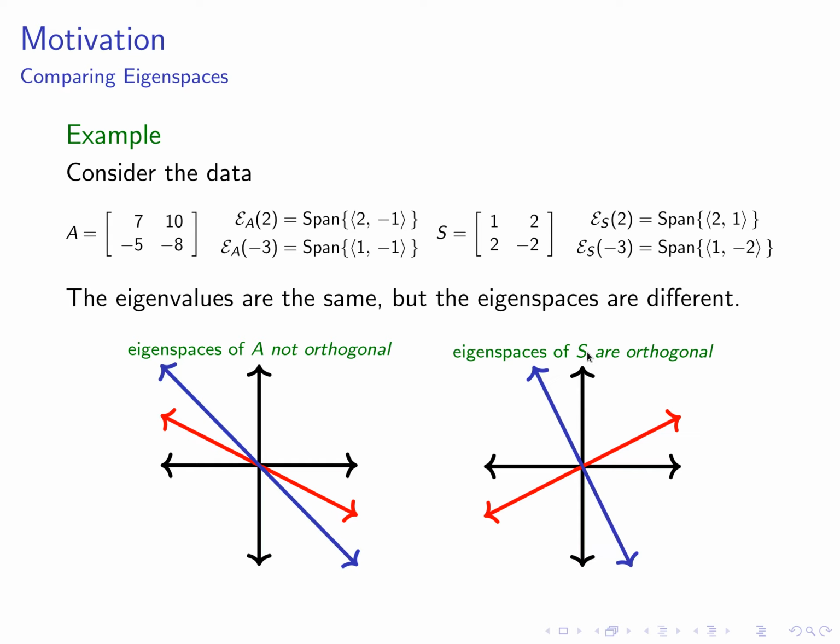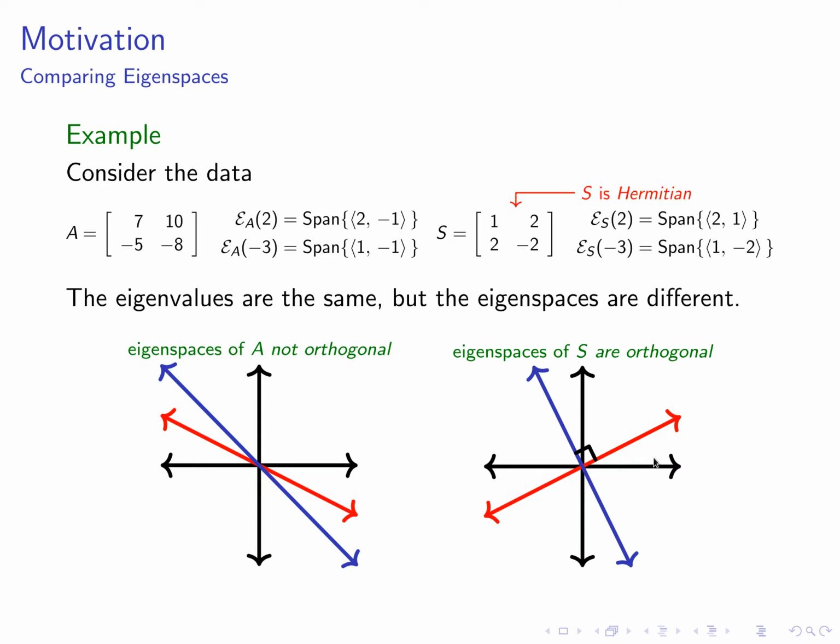Let's look at the eigenspaces of S. The eigenspaces of S are spanned by (2, 1), which would be this line in red, and then (1, -2), which would be this line in blue. These eigenspaces are orthogonal to one another because the dot product of (2, 1) with (1, -2) is 2 minus 2 equals 0. So the eigenvalues of these two matrices are the same, but the matrix A has eigenspaces that are not orthogonal to each other, and the eigenspaces of S are orthogonal to one another. Well, why might this be the case?